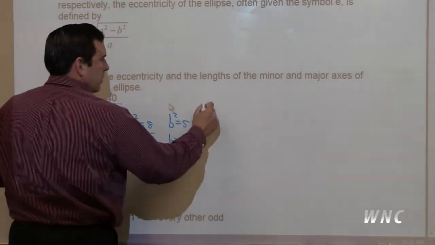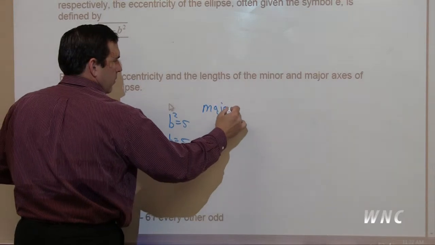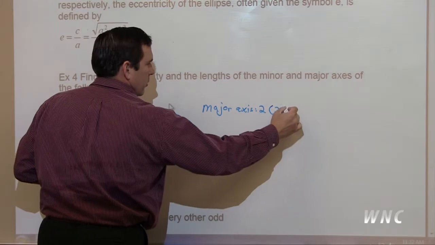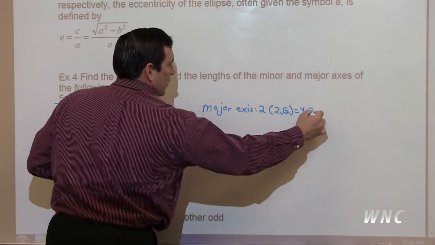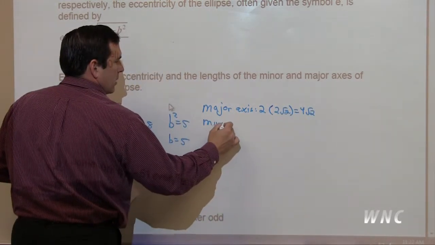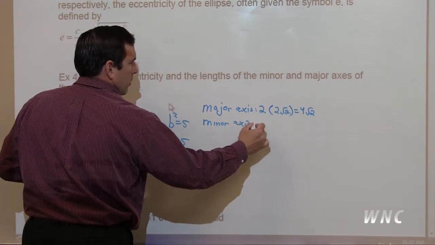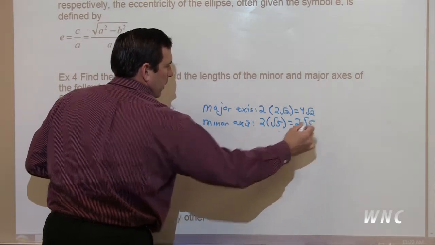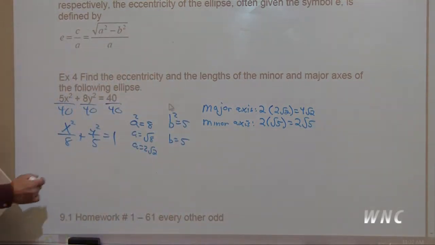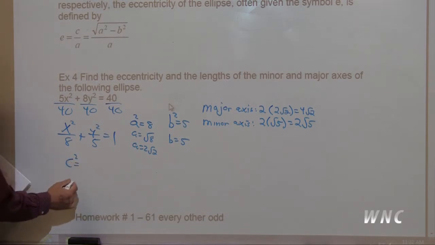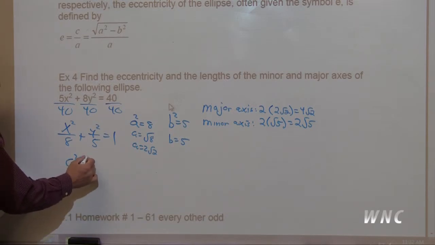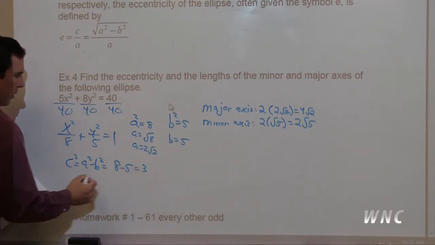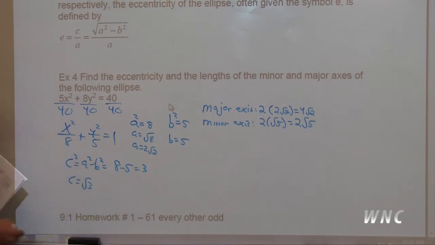So our major axis will have the length 2 times 2 root 2, or 4 times the square root of 2, where the minor axis is going to be 2 times the square root of 5, which is 2 root 5. Now let's find the eccentricity, but we need c first. c squared is equal to a squared minus b squared. So it's going to be 8 minus 5, which is 3. So c would be the square root of 3.